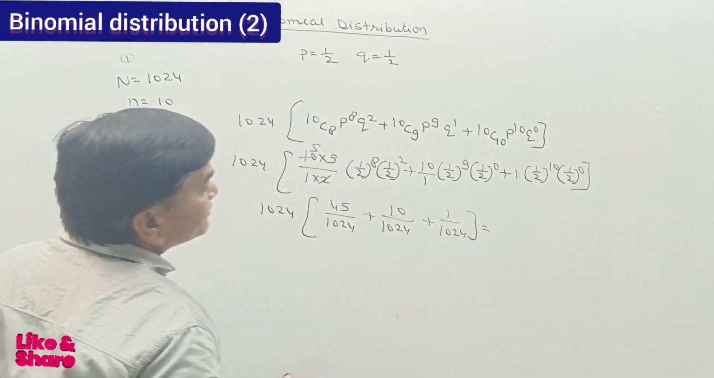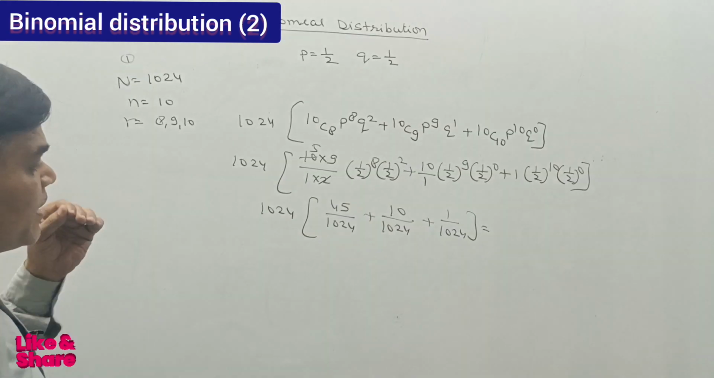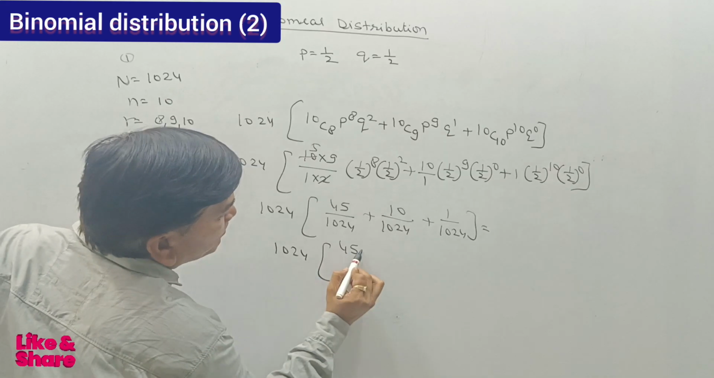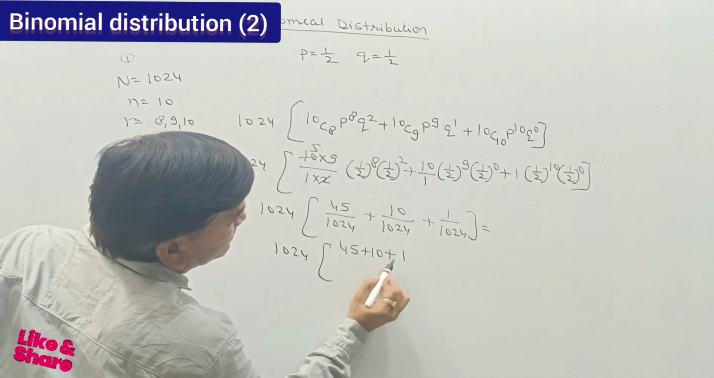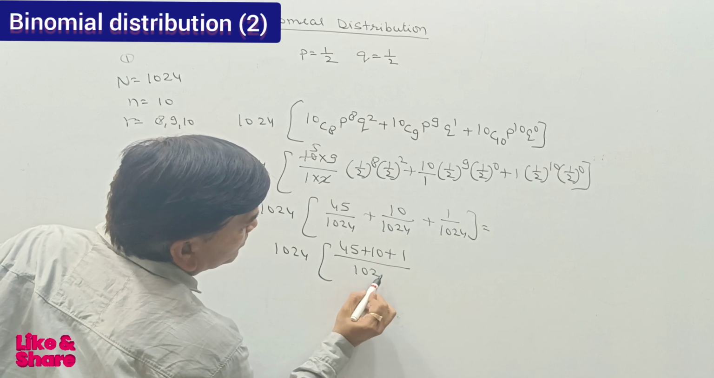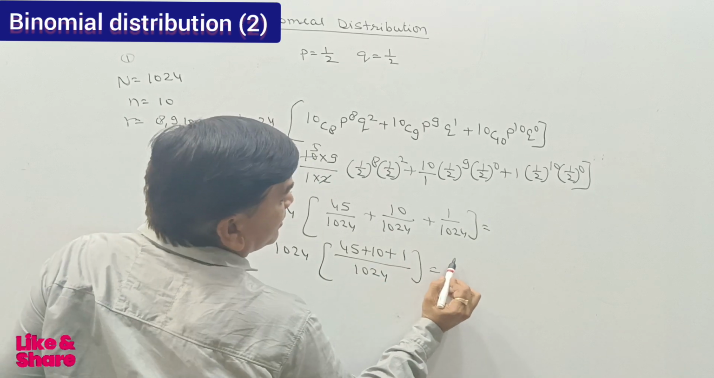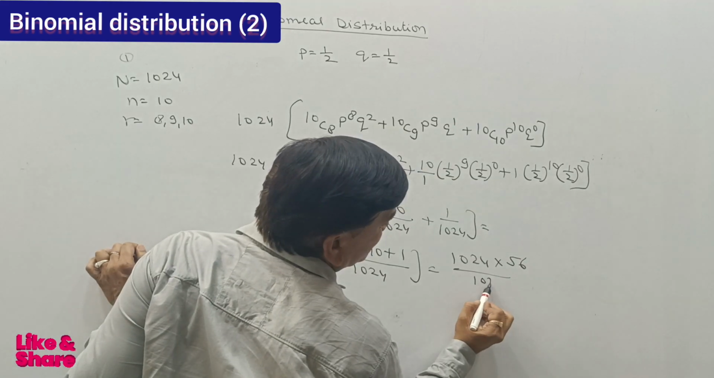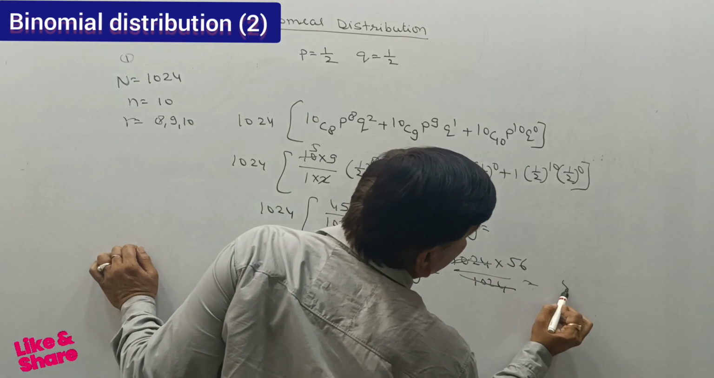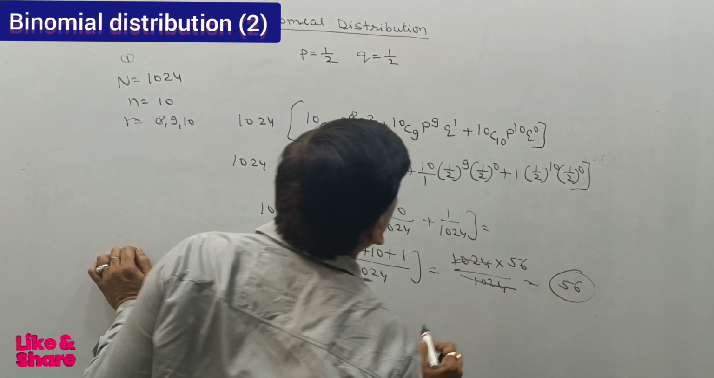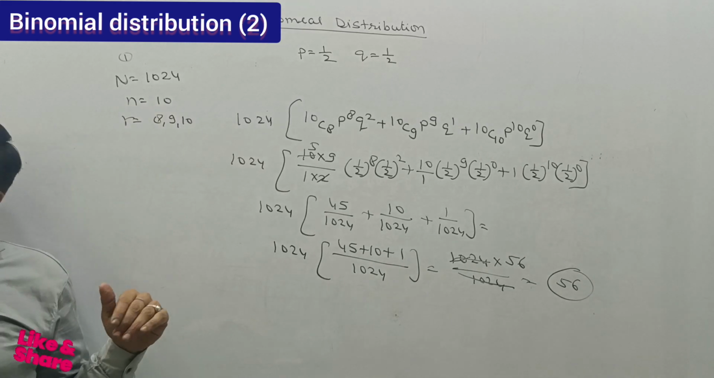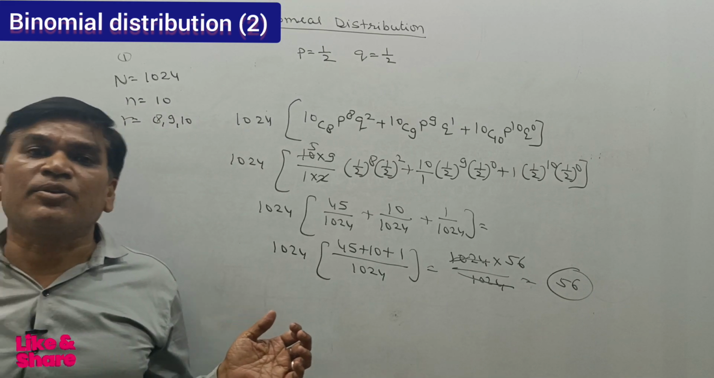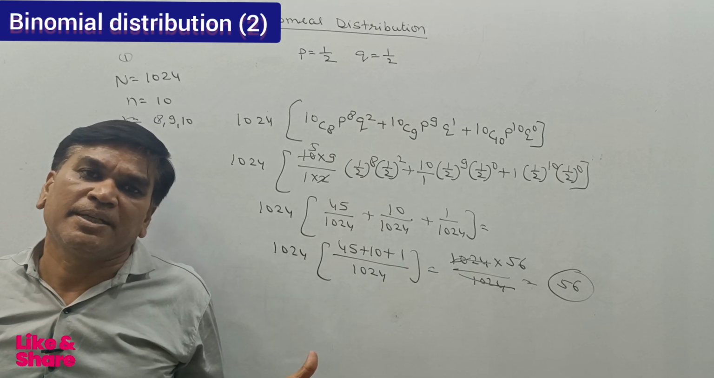So we are getting the LCM of this. So 1024, 45 plus 10, 55 plus 1, 56 upon 1024. So having 1024 multiply by 56 upon 1024. So 56 reporters will say that 8 or more than 8 persons are watching this serial Kaun Banega Crorepati.